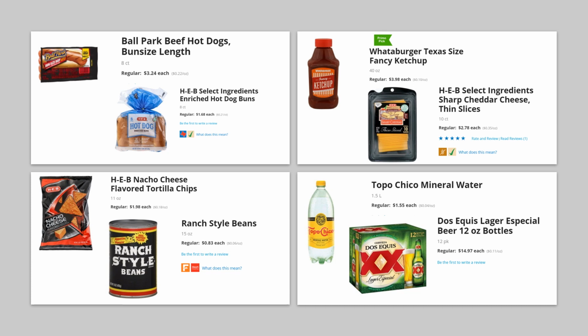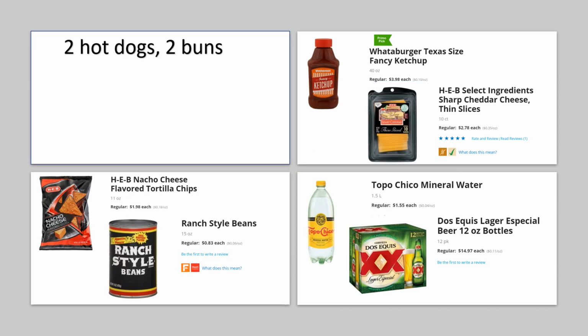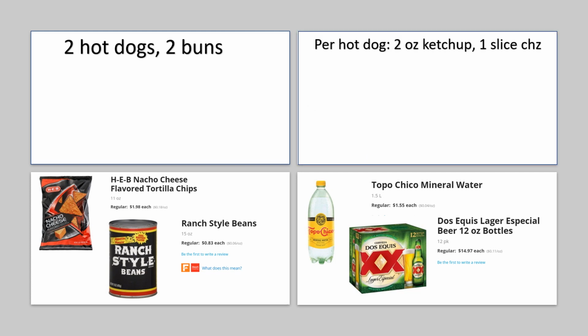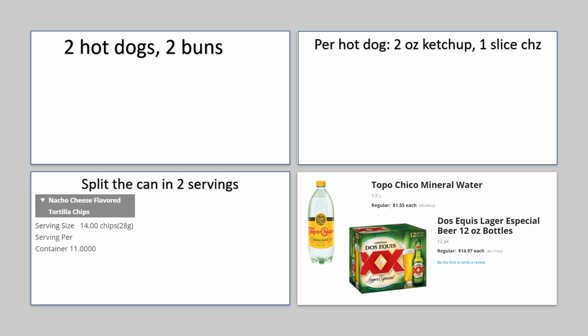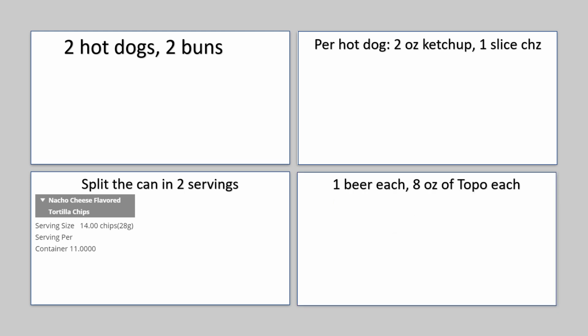So let's talk about what the actual standard portion size is that we used. First, we each had 2 hot dogs, which also means 2 buns. Then per hot dog, we put 2 ounces of ketchup and 1 slice of cheese. We split the can into 2 servings, and our serving size is 14 chips. Then we each had a beer and an 8-ounce glass of Topo Chico.